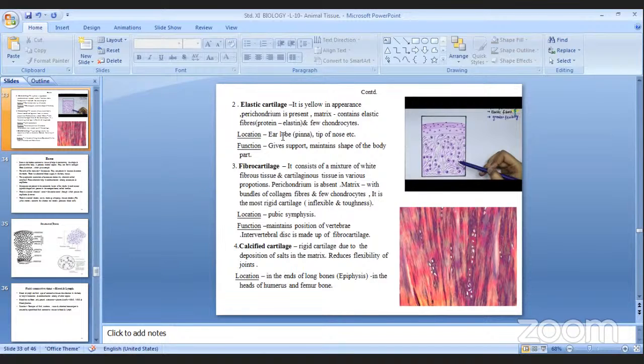Then location: earlobe, that is the pinna, and the tip of the nose. And what is its function? It gives support and maintains the shape of the body part. Clear? Then fibrocartilage, you can see the diagram over here.